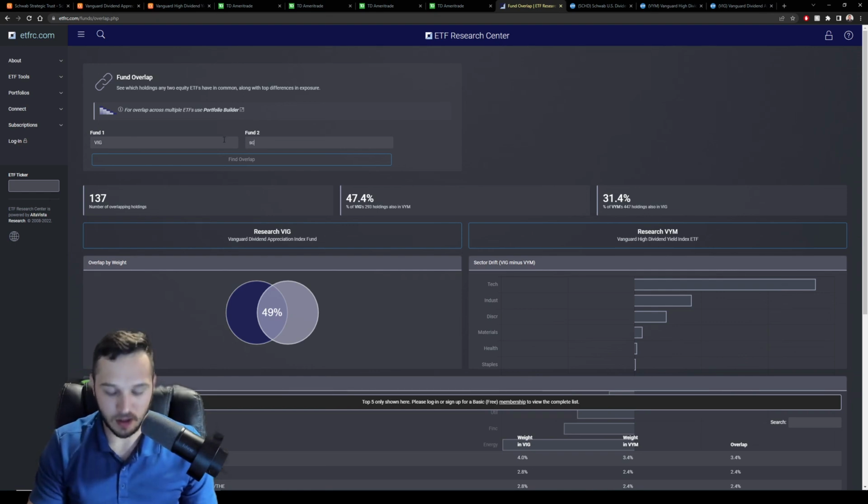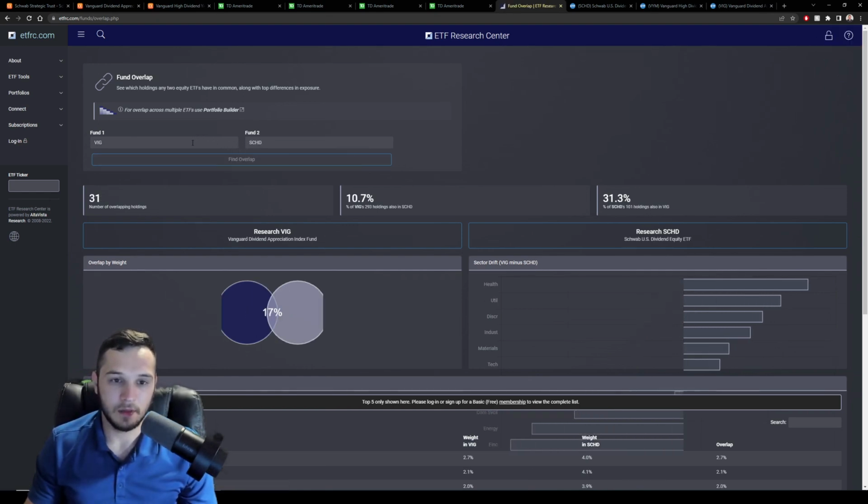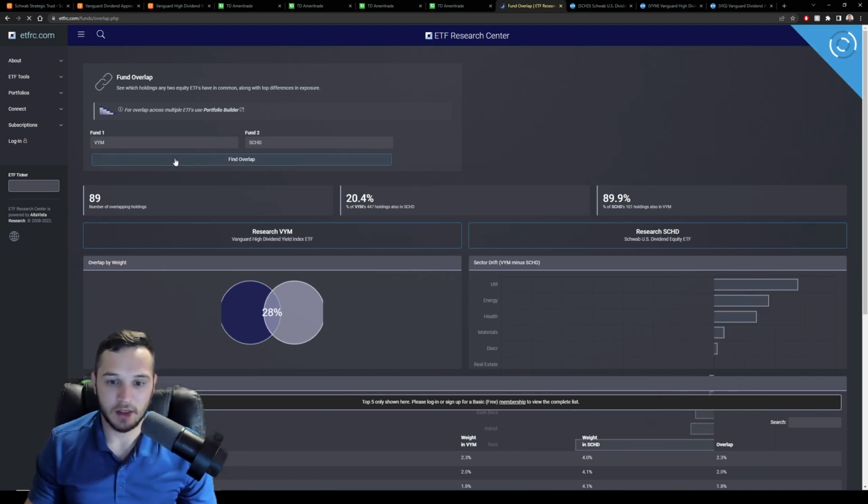Now we look into that overlap with SCHD. You'll see that some of VIG is in SCHD. Some of VYM is in SCHD. So SCHD is composed of a 45% combined total, basically, of VYM and VIG.